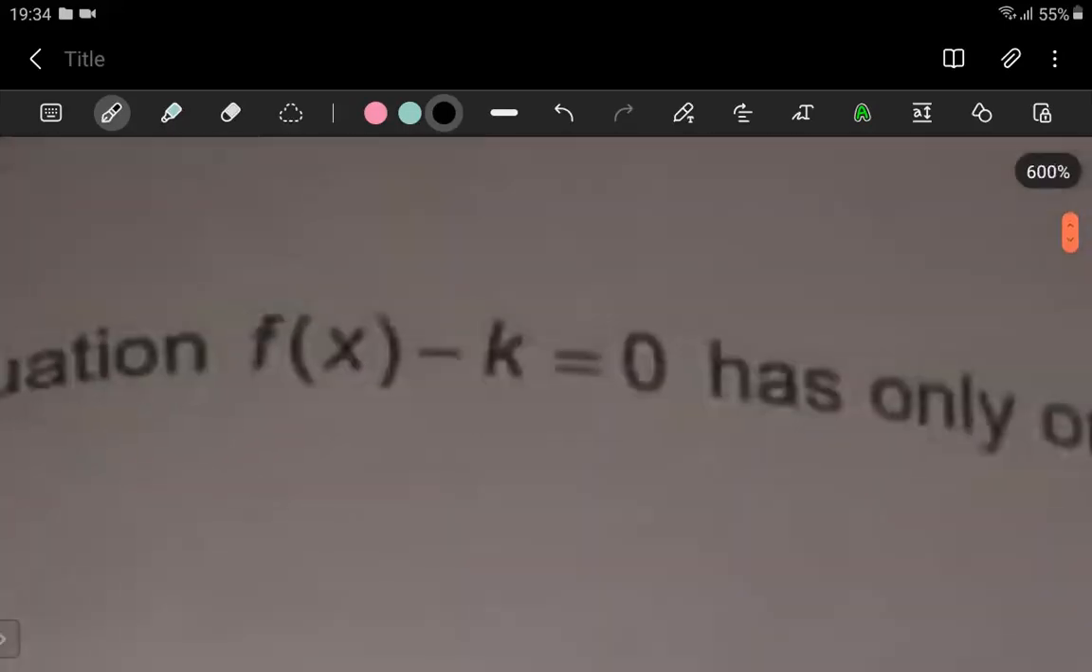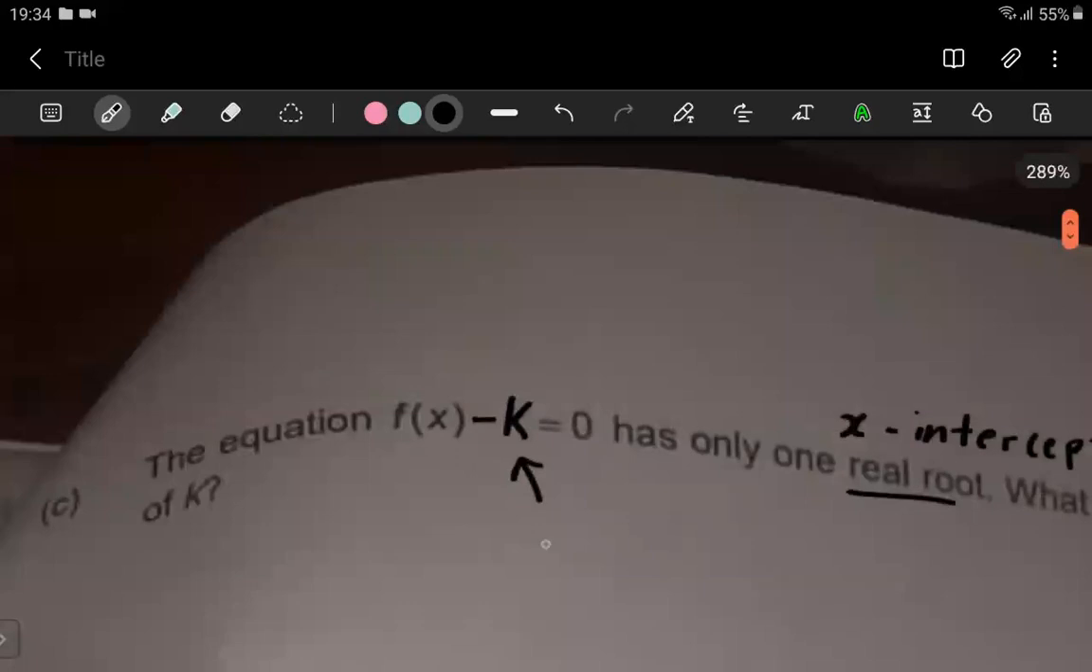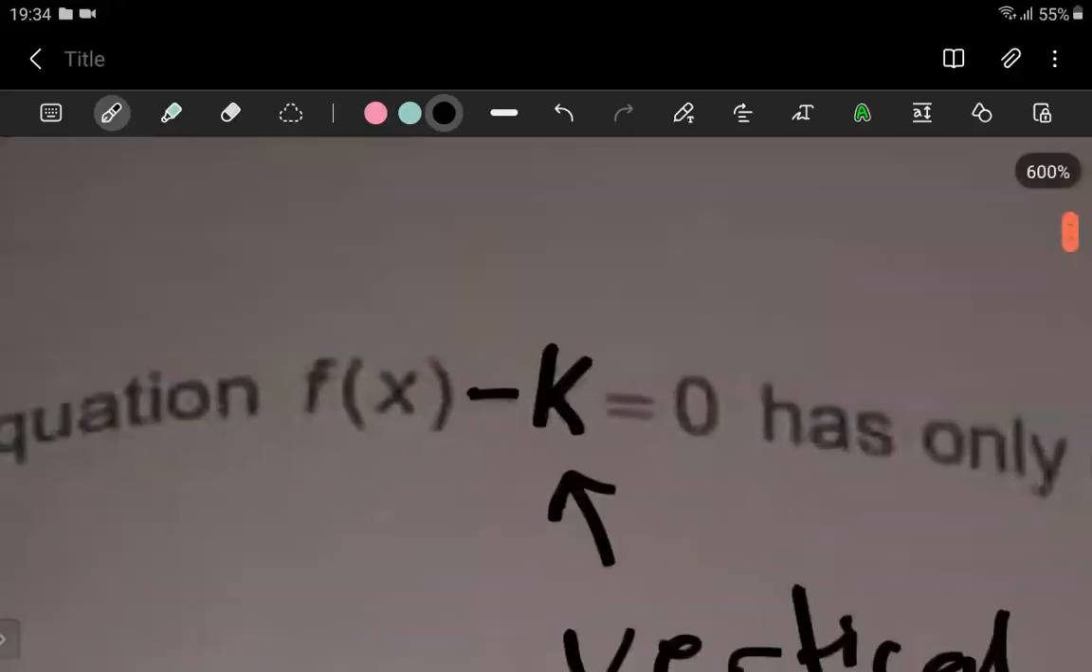So since they're referring to one x-intercept, what we need to keep in mind is that k is basically moving the graph up or down. This is basically a movement, a vertical shift. So this is just a vertical shift. So the one thing you want to be careful of though.